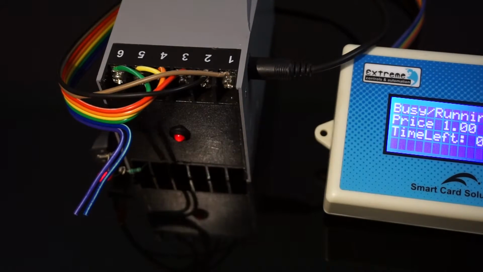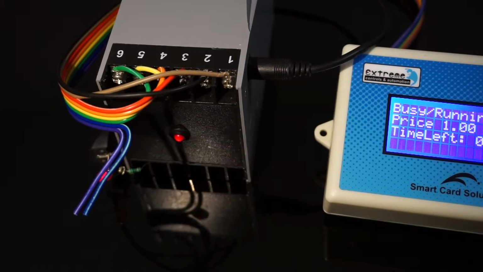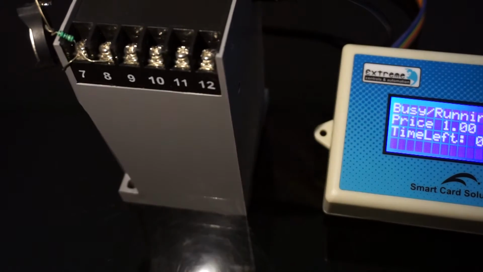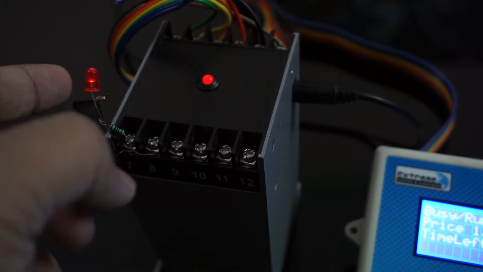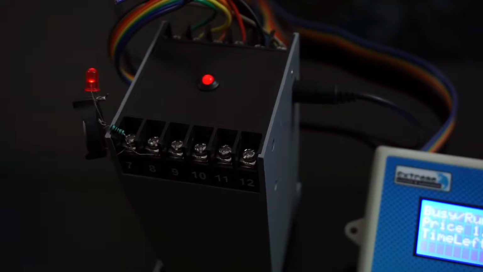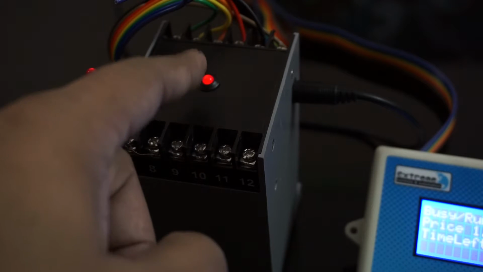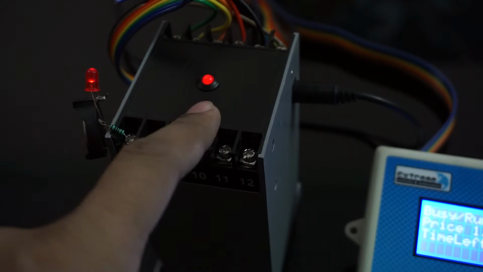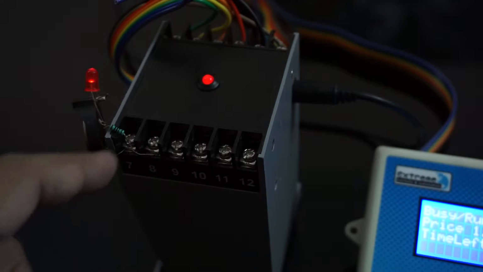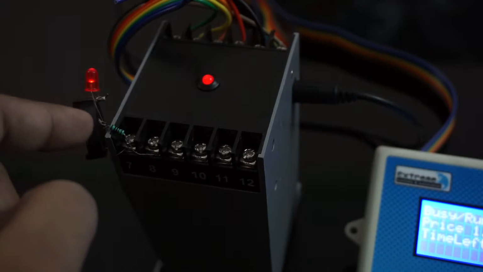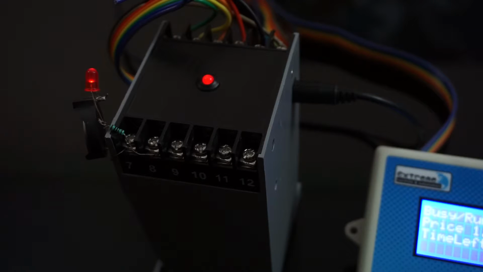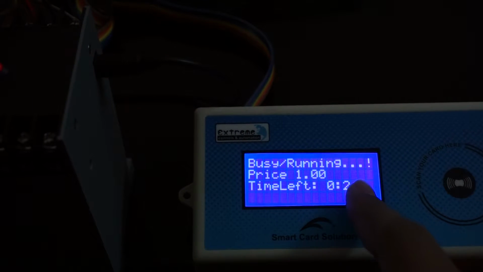Here we connect a device. There is an LED bulb representing the washing machine power. So this is the internal LED that indicates the relay is on, and this is the temporary load we connected to represent that the washing machine will get the power. And you can see after 1 minute there are 2 minutes left.